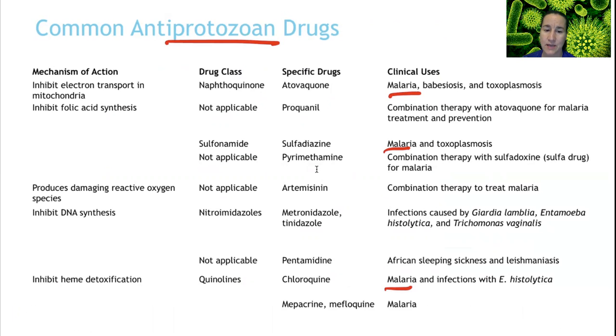Some of these things can cause anemia. Some of these can cause heart issues, specifically the quinolones. They can cause possible hallucinations, cardiac issues, and possible anemia. So lots of different ones. Primaquine is also another malarial one. Artemisinin for malaria.